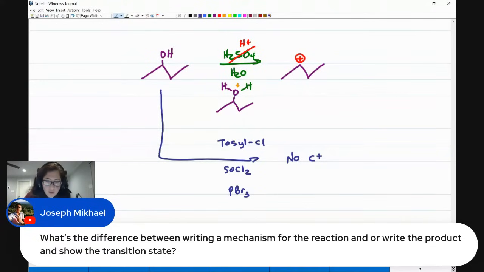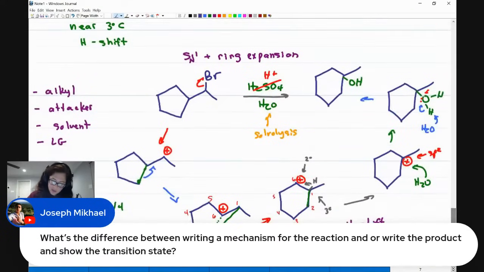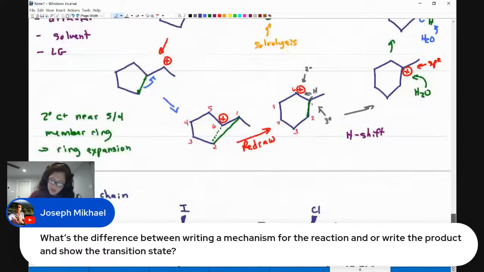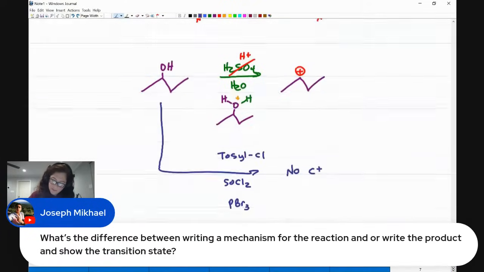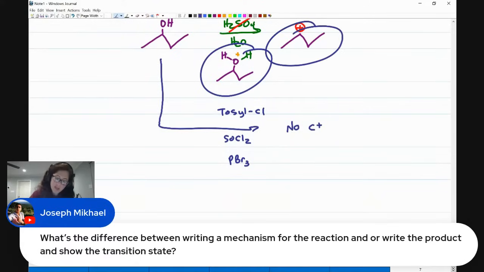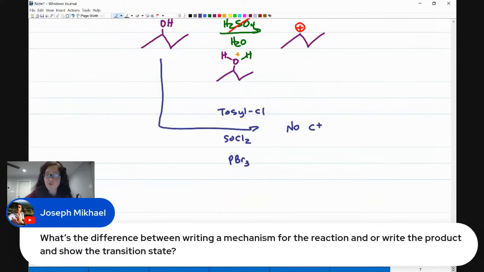Question, what's the difference between writing a mechanism for the reaction or writing the product and showing the transition state? A mechanism has all the arrows like we did here. Arrow, arrow, arrow, arrow, all the attacking arrows. That would be the mechanism. Intermediates and transition states would just be showing things like this right here. That's an intermediate. That's an intermediate, but without the actual mechanism.